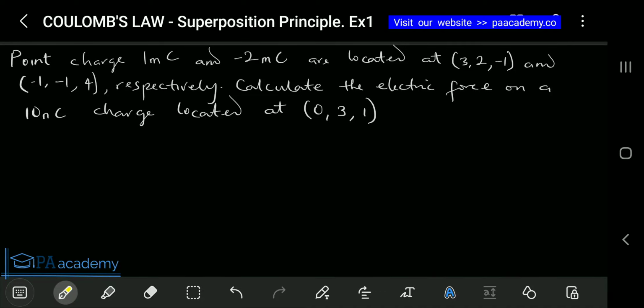So in the previous video, we looked at what the superposition principle is as it relates to Coulomb's law, not the one in circuit theory. We've looked at the formula that is associated with it. Now I want to use this example to have more understanding of what the superposition principle is saying.